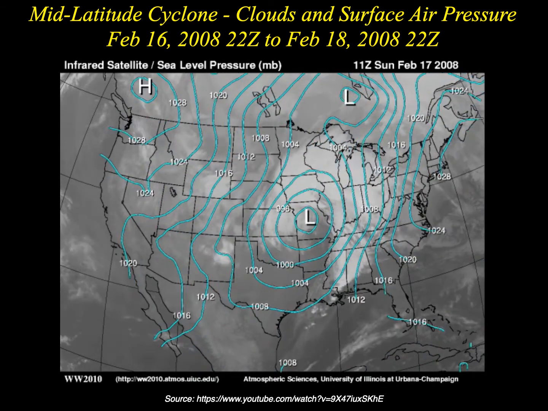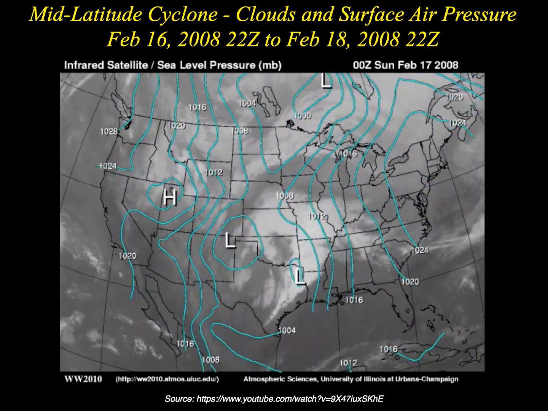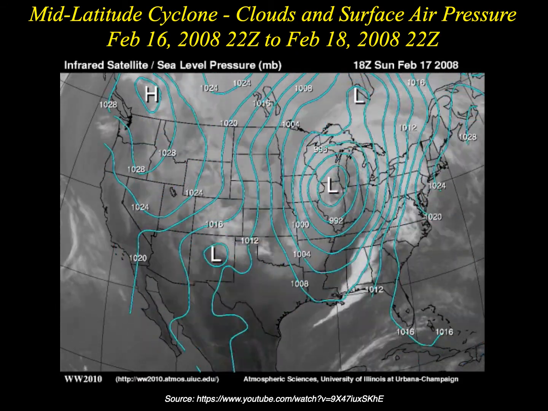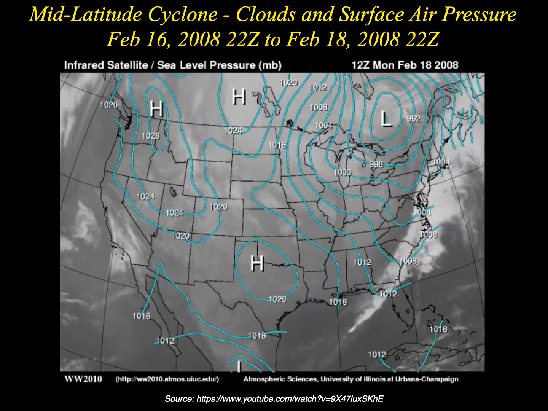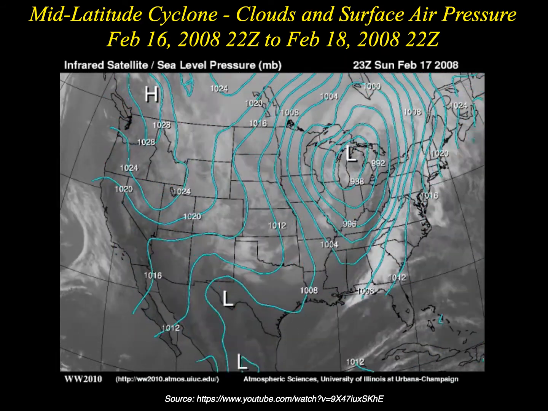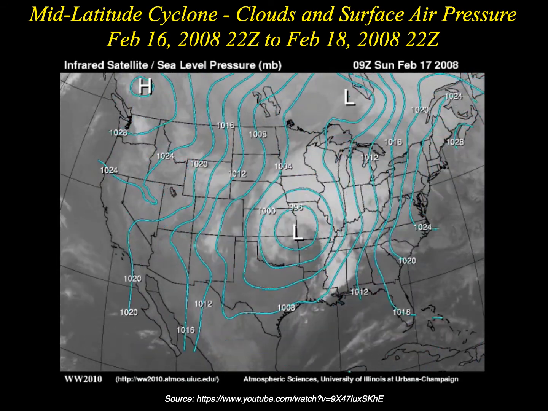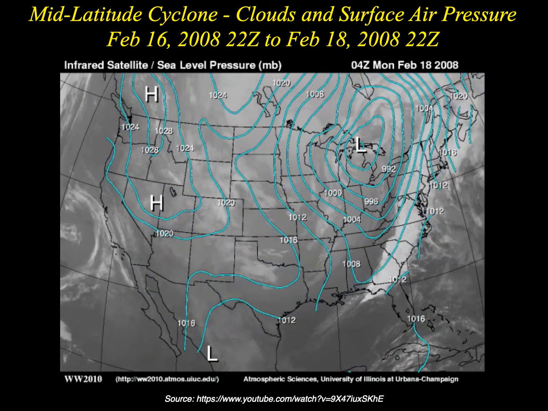So here we see there's a mid-latitude cyclone moving. It doesn't show the fronts, but we can see how it's forming around Texas, and then moving up to Ontario and Quebec. So I'll run this animation a couple more times here.